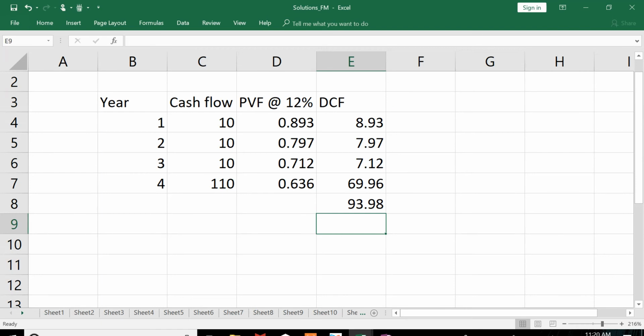93.98 is the fair value. Fair value means the expected value. In reality, the value can be higher or lower, but according to our analysis, it should be 93.98. According to the analysis, the worth of this asset is 93.98. Any doubts on 93.98?